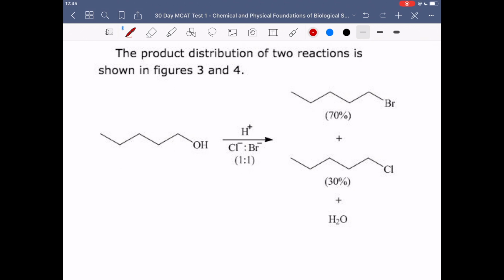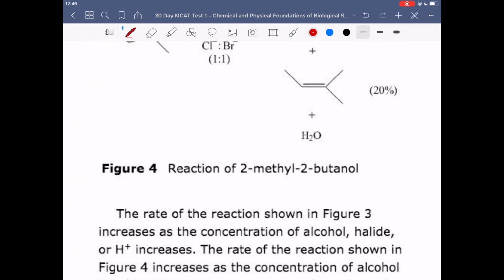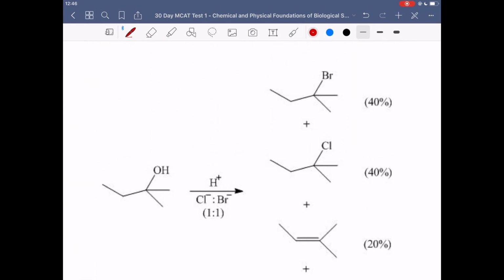So here we're seeing an SN2 reaction because we have a primary carbon over here, and then we're reacting it with some acid, which is catalytic, and then we have either chloride or bromide as our nucleophile. And here's the distribution of products we see. We see 70% attack by the bromide, 30% by the chloride, and then the water is the leaving group, which was this OH here at the beginning. That's an SN2 reaction.